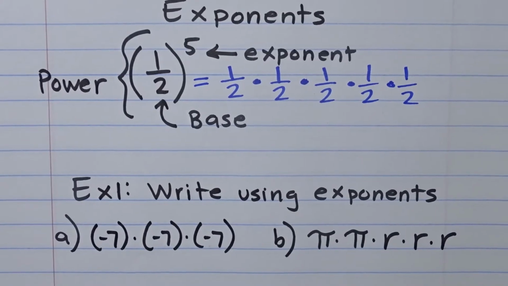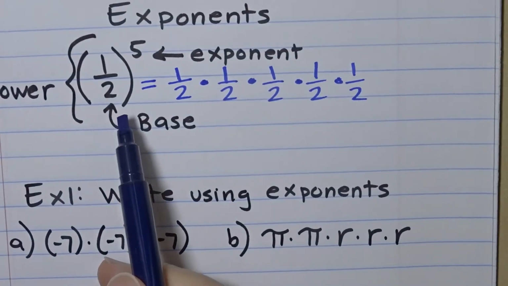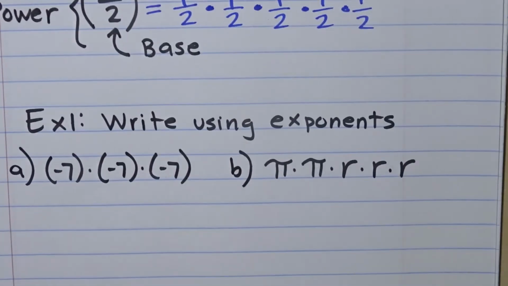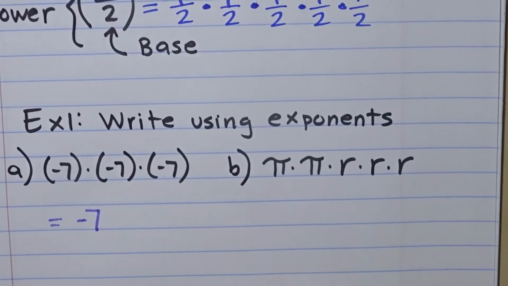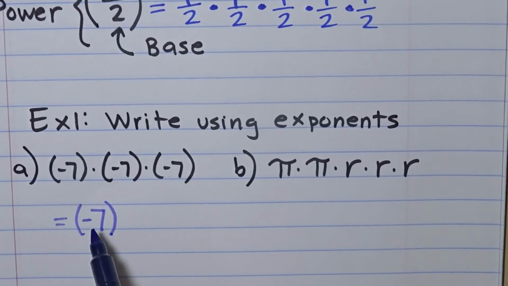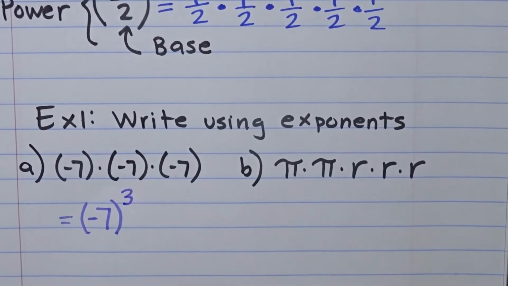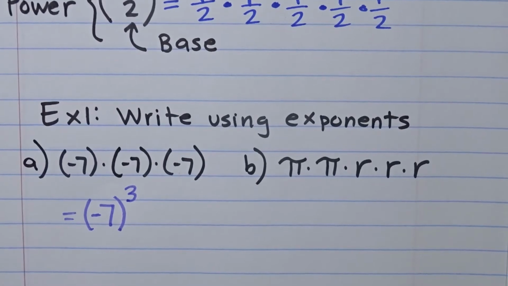So looking at a, we have a number repeatedly multiplied. And the number that's repeatedly multiplied is -7. So since -7 is repeatedly multiplied, that is called my base. Okay, the number that is repeated is called the base. So my base is going to be -7. Now I need to make sure it's got parentheses. The parentheses means I want the negative and the 7 to be multiplied by itself 3 times. Okay, so that's the way we would rewrite that problem using exponents.